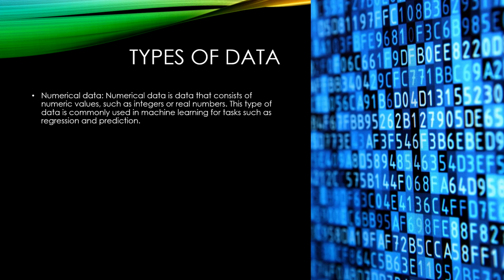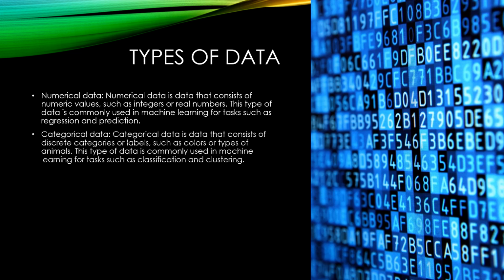Numerical data. All right, numerical data is data that consists of numeric values, which is pretty obvious, such as integers or real numbers. This type of data is commonly used in machine learning for tasks such as regression and prediction, which are essentially two different names for the same meaning. Categorical data. Categorical data is data that consists of discrete categories or labels, such as colors or types of animals. This type of data is commonly used in machine learning for tasks such as classification and clustering.